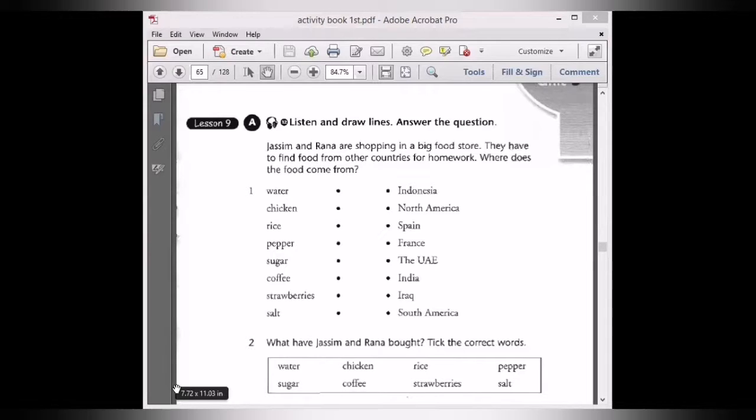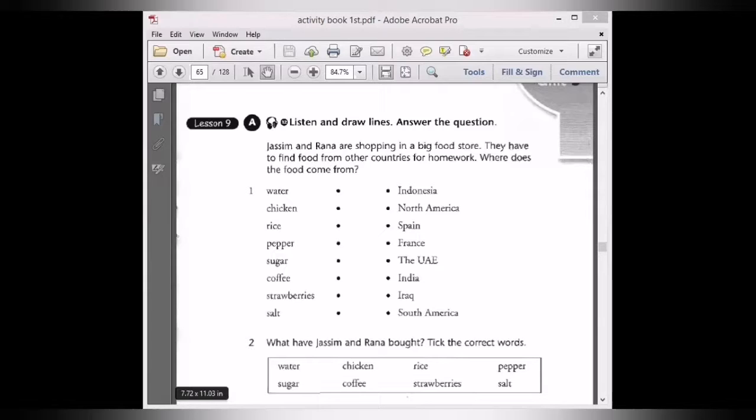Unit 5, Lesson 9, Track 32. Jassim and Rana are shopping in a big food store. They have to find food from other countries for homework. Where does the food come from? Right. What do we need? We have to find things from other countries.